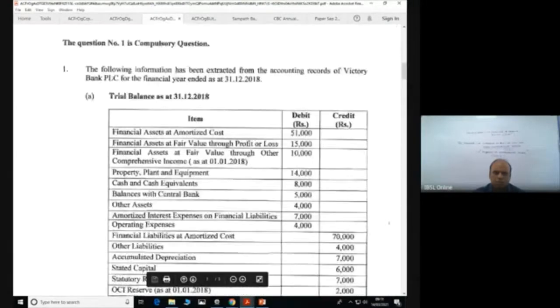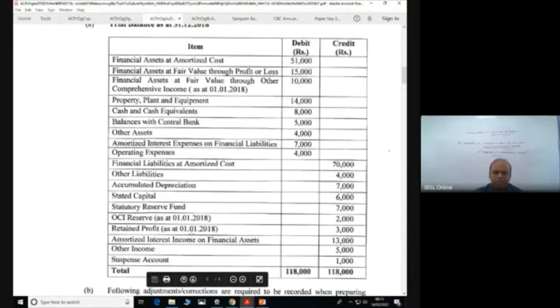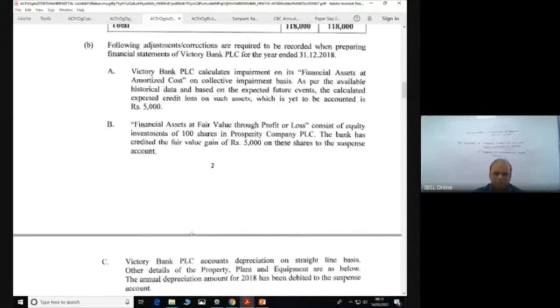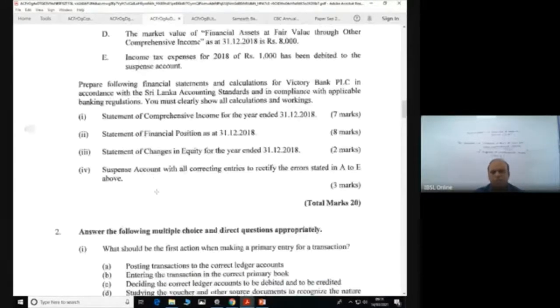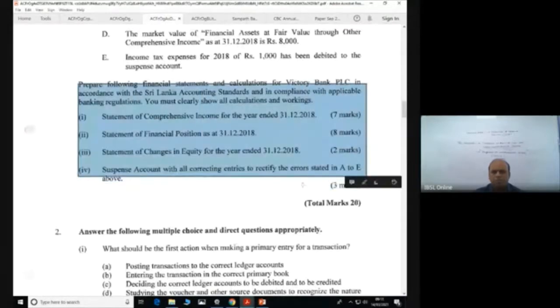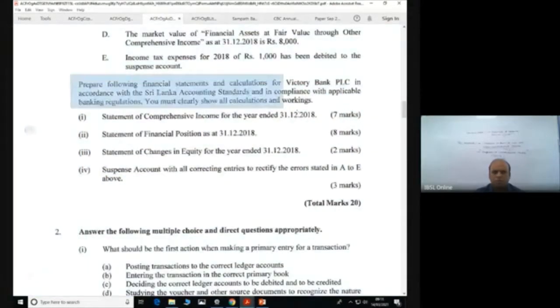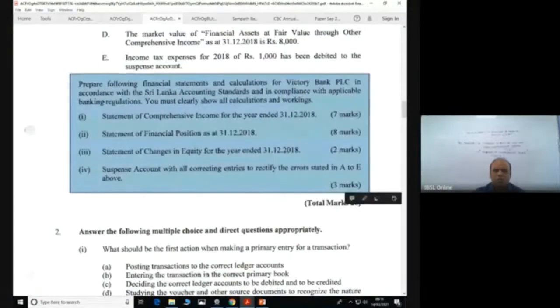March 2019. There is a trial balance again, there are some adjustments, and look at the 4 questions. This is the part: prepare the following financial statements and calculations for Victory Bank PLC. So it has always been a bank that is being tested. What are the statements? Statement of comprehensive income, statement of financial position, statement of changes in equity.